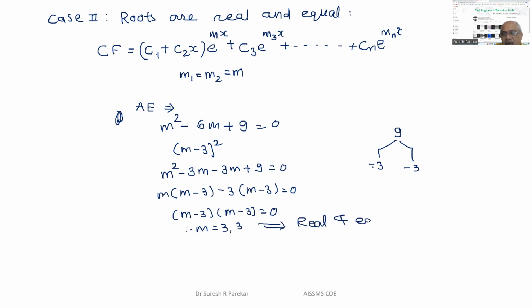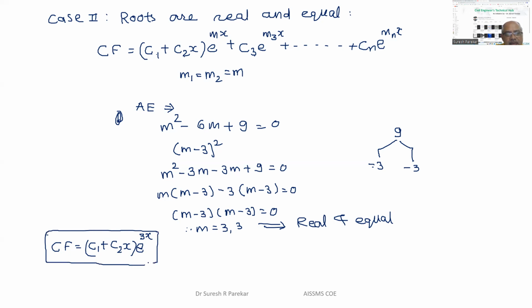And whenever we have roots as real and equal, then I will get the complementary function equal to (c1 plus c2x) into e raised to 3x. So whenever we have real and equal roots, we are going to write it in this fashion. So this is case 2, where we have roots real and equal.